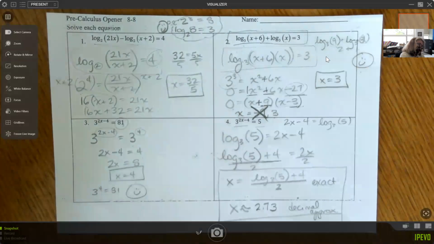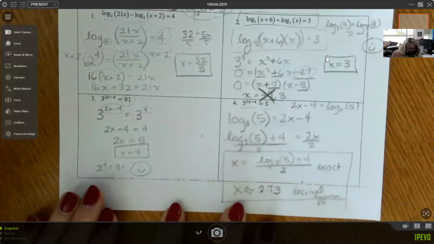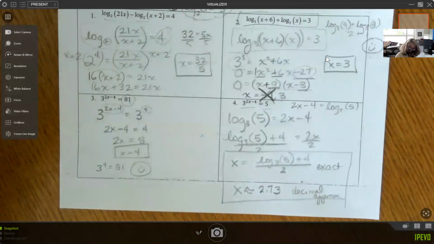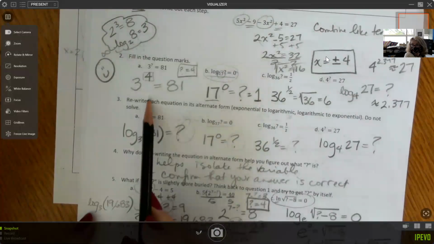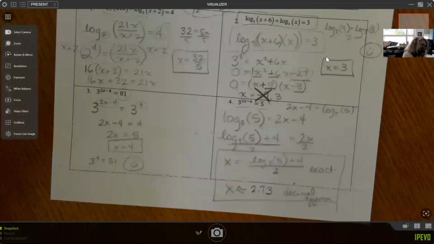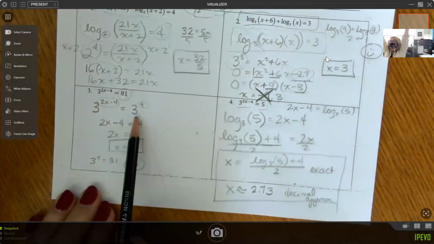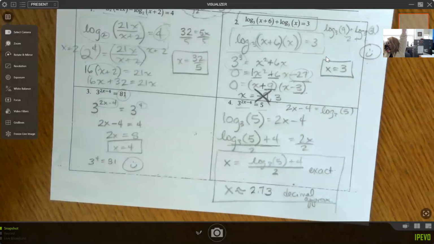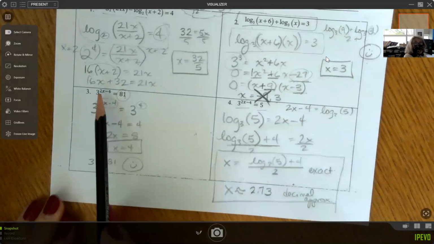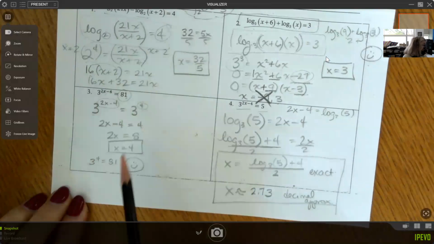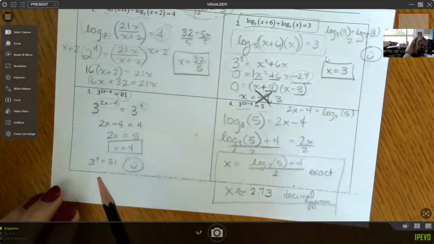that it works. Okay, for number 3, the key was remembering that I could rewrite that 81. So remember on page 12 of notes, 3 to the 4th is 81. If you did that, it made this a lot easier because then if I've got the same base, I can just pull the two exponent pieces out and just look at those. And so now, very friendly, 2x minus 4 equals 4. I solve that and I get x equals 4. Again, this one's super easy to drop it in. 2 times 4 is 8 minus 4 is 4. And we do know that 3 to the 4th is 81.